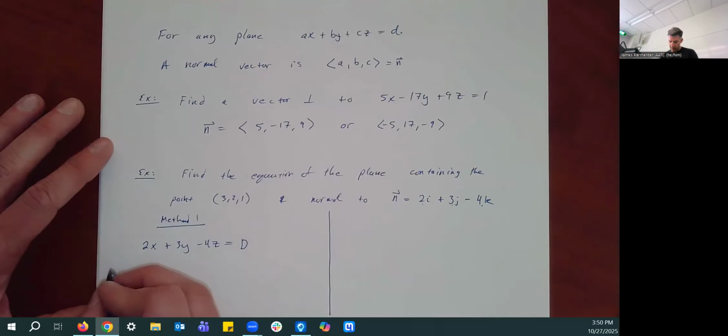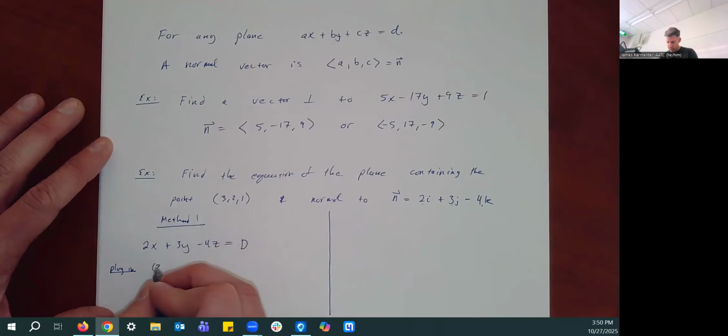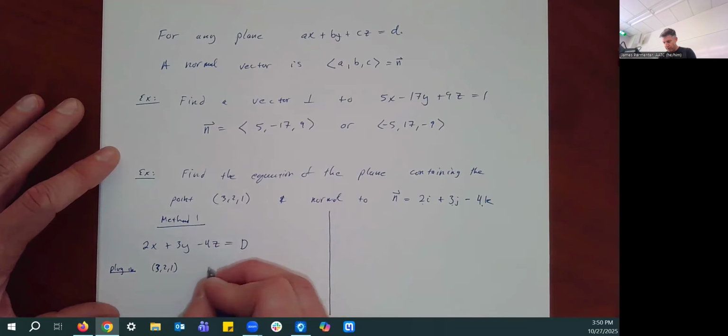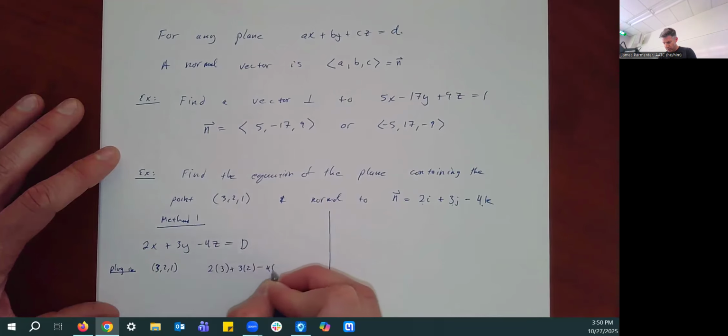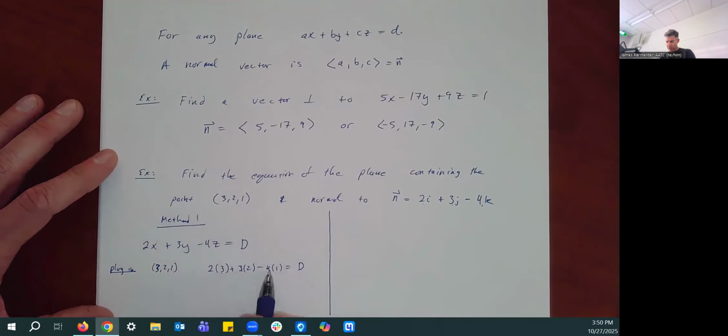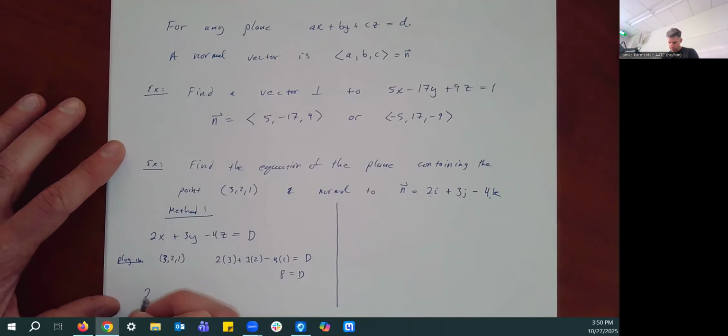So I now plug in the fact that the point 3 comma 2 comma 1 has to satisfy this plane equation. You're going to have 2 times 3 plus 3 times 2 minus 4 times 1 equal to your constant d, which is going to be 6 plus 6 minus 4, which is 8. So the equation is going to be 2x plus 3y minus 4z equal to 8.